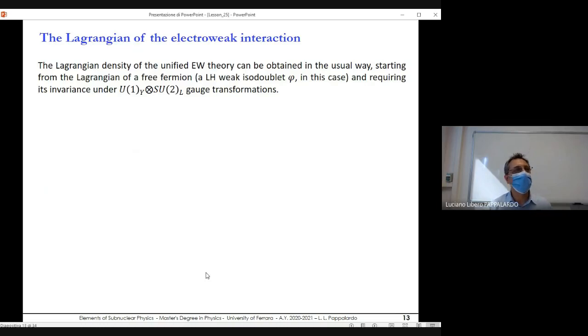Okay, let's now try to construct the missing piece of our discussion, which is the Lagrangian density of the electroweak theory. We did it for the electromagnetic interaction, we did it for QCD, let's now do it for the electroweak unified theory. The Lagrangian density of the unified electroweak theory can be obtained in the usual way. We start from the Lagrangian of a free fermion. Actually, in this case, it's not a real fermion, but a weak isospin doublet of fermions. And we require its invariance under the local U(1) and SU(2) gauge transformations.